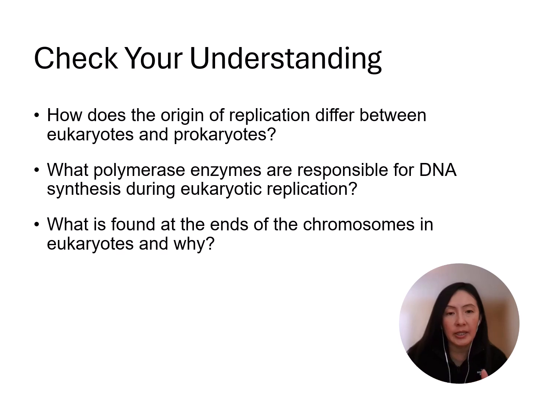What's found at the ends of eukaryotic chromosomes? So we saw that we have telomeres. These are repetitive, non-coding DNA sequences found at those chromosome ends, and they protect coding genes from loss during replication. So the enzyme telomerase maintains telomere length in germ cells and stem cells and many cancer cells.